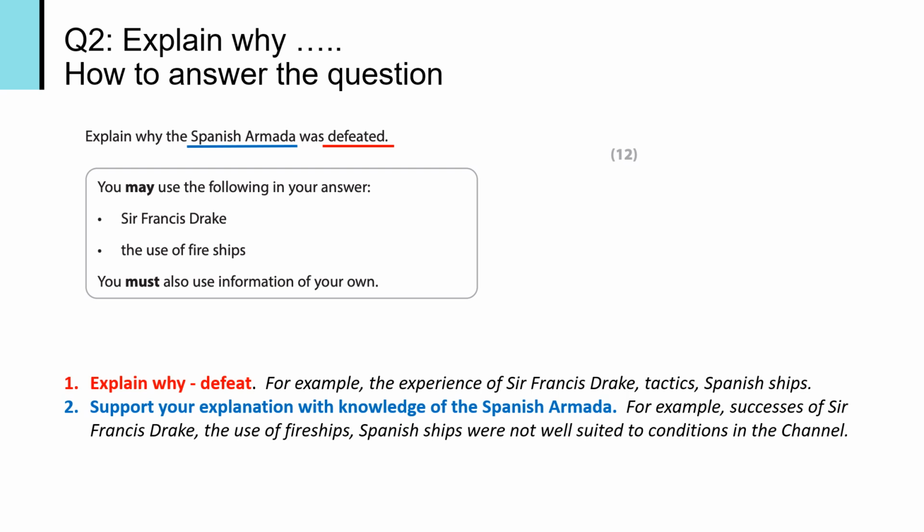So once you have explained why there was defeat, you should support your explanation with knowledge of the Spanish Armada. For example, the successes of Sir Francis Drake, the use of fire ships, or your knowledge that the Spanish ships were not well suited to the conditions in the Channel.